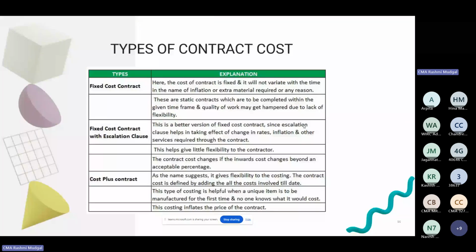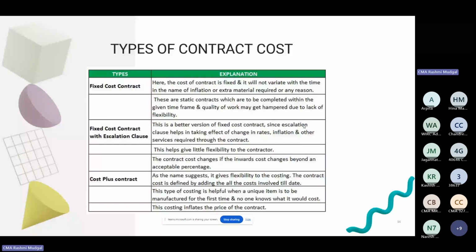One is the fixed cost contract. Whatever happens, the price of the contract will not change after completing the contract. It can take 1 year, 2 years, the foreign exchange can change, the cost of material can change. It is a static contract and it doesn't change. Here the cost is fixed for everything. It will not vary at the time of inflation or any extra material requirement or anything else.